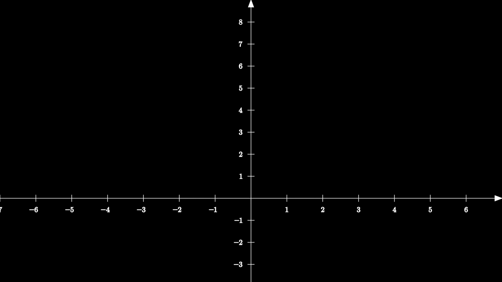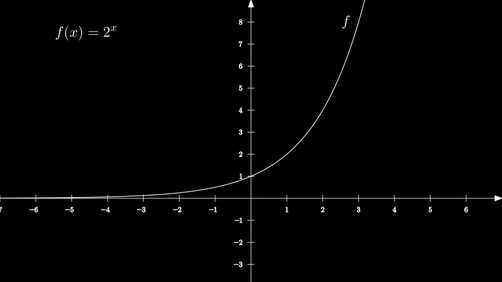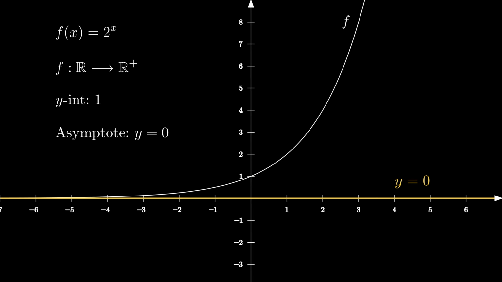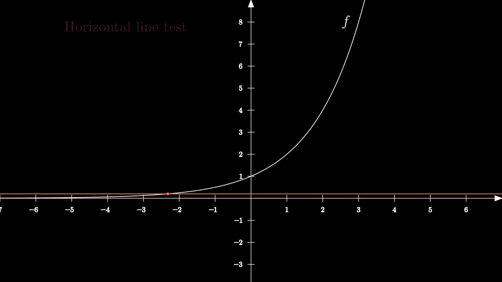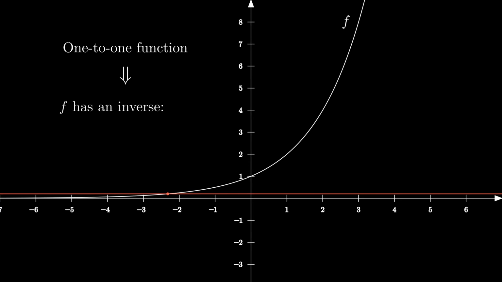Let's start with the function f of x equals 2 to the x as an example, and let's review some characteristics. Keep in mind that all these characteristics will be true for any base. As with any function, we start with the domain, the set of real numbers, and the range, the set of positive real numbers. Note that we're working with a function where the codomain and the range coincide. As far as characteristics go, notice that the graph has a y-intercept at (0, 1) and a horizontal asymptote at y equals 0. Most importantly for our purposes though, the function passes the horizontal line test. This means f is a 1-to-1 function, and as such it has an inverse function.